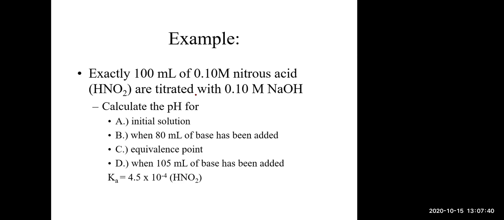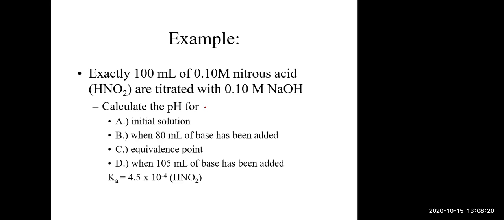All right, so let's take a look at this one here. We are titrating 100 milliliters of 0.1 molar nitrous acid with 0.1 molar sodium hydroxide. And we're looking for the pH at several different points along the way: the initial solution, after 80 milliliters of base has been added, after the equivalence point, and after 105 milliliters have been added, and we have a Ka value of 4.5 times 10 to the minus 4.